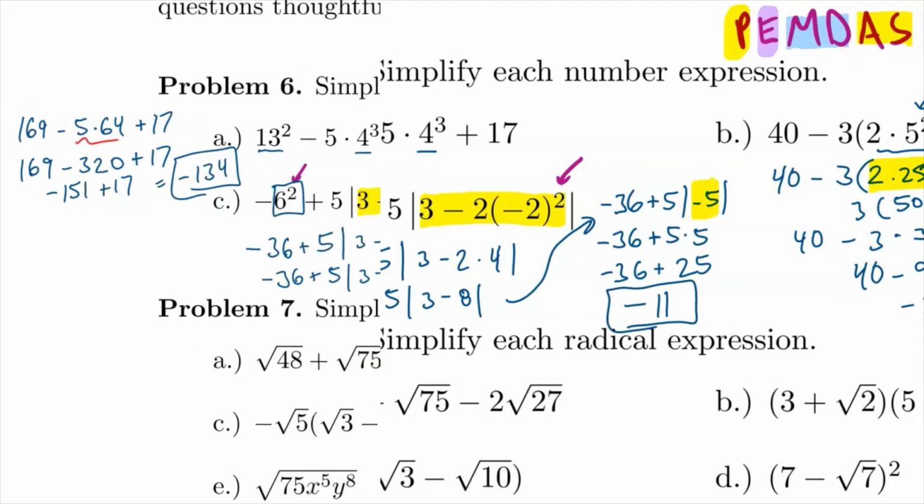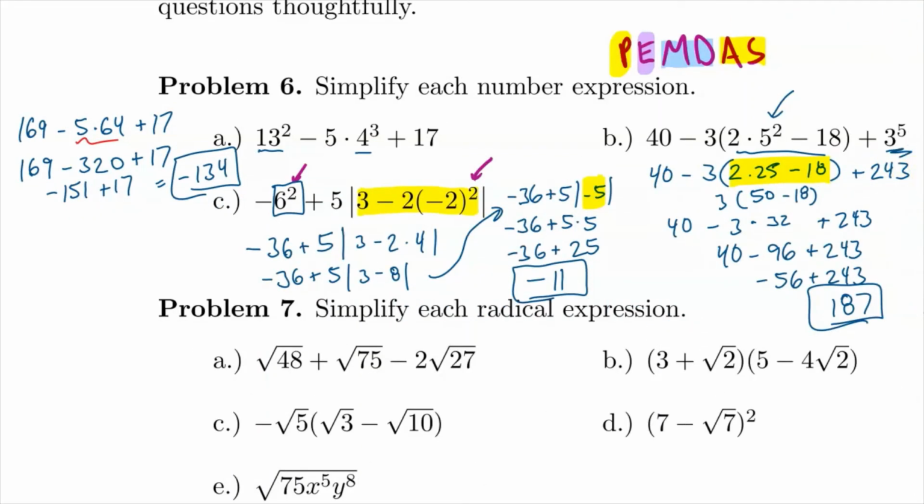So the values we have for the three expressions here are negative 134 for expression A, 187 for expression B, and negative 11 for expression C.